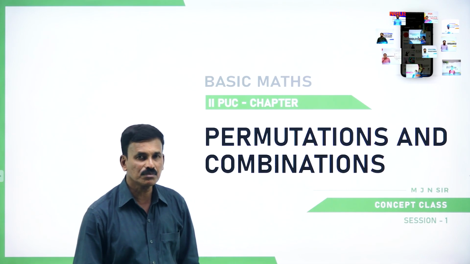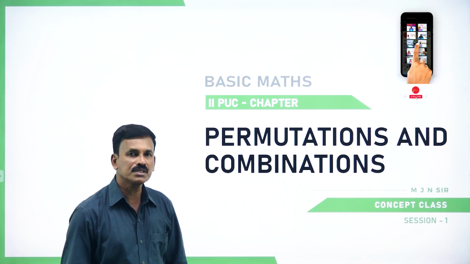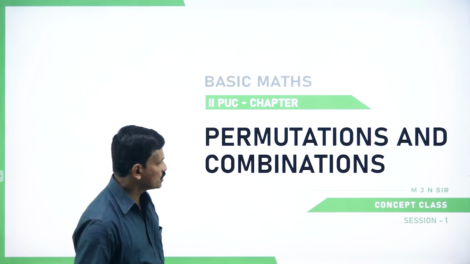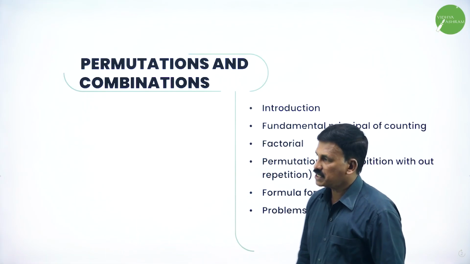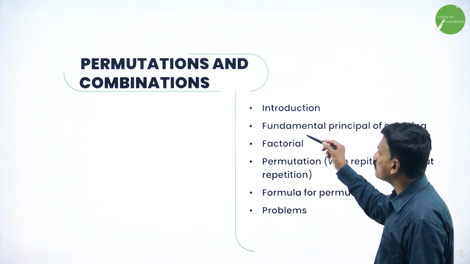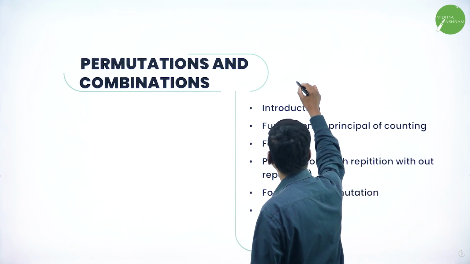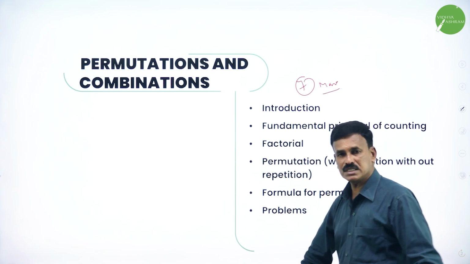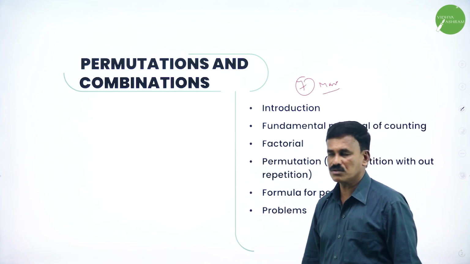The first part of the chapter is permutation and the second part is the combination. So the weightage for this chapter is 7 marks. So now what are the things we are going to study in this chapter? You are going to get 7 marks from this, 1 mark, 2 marks and 3 marks questions. That's all. No 5 marker question.